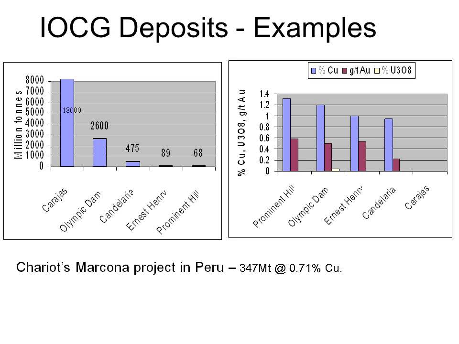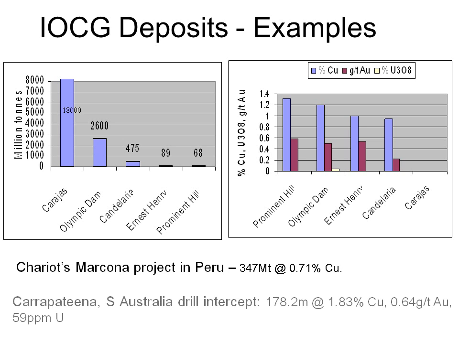Grades of the copper-rich IOCGs are generally low, similar to those of porphyry deposits, in other words under 1% copper, although some may return long intercepts with over 1.5% copper. Chariot's Marcona project in Peru is 347 million tons, grading 0.71% copper. Carrapateena in South Australia has some unusually high intercepts, such as 178 meters at 1.83% copper, but in spite of its relatively high grades, Carrapateena is struggling to overcome its depth of burial and the resulting cost of mining.